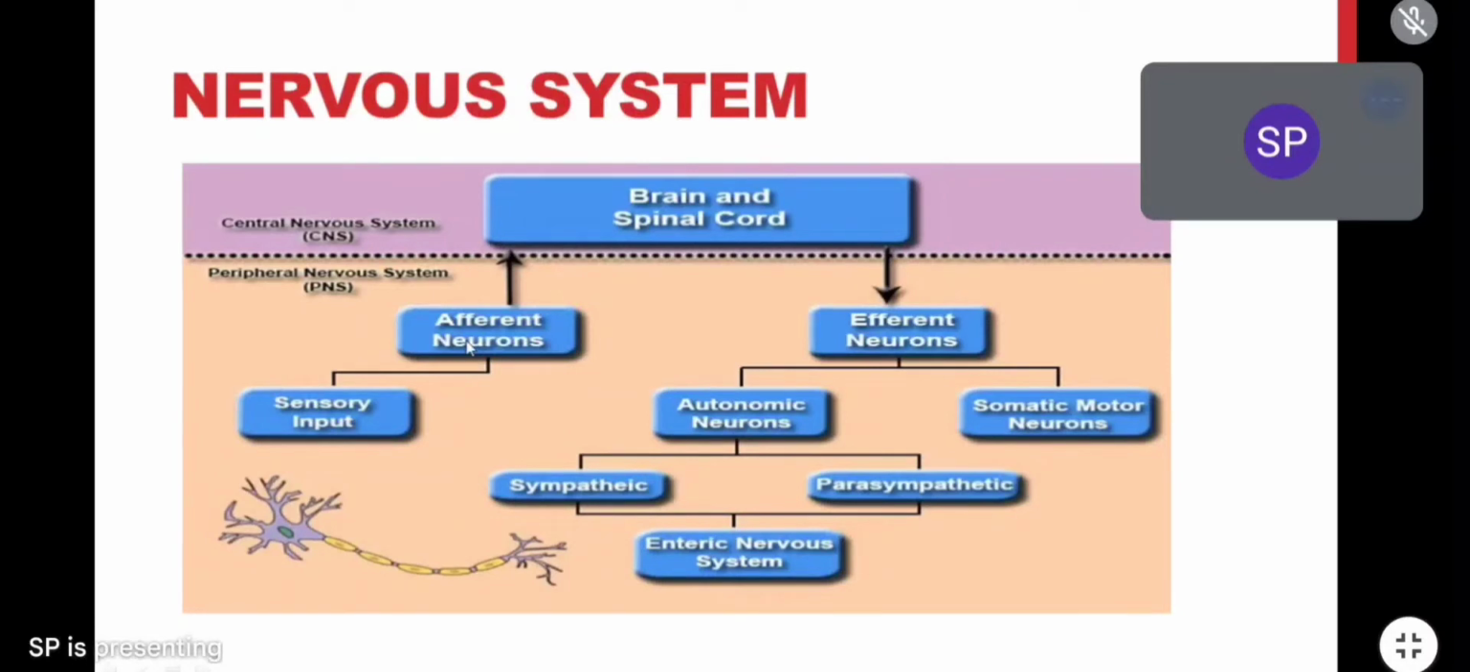These are the predominant actions. Along with these, they can act as efferent and afferent also, but mainly this is the dominant action. In efferent neurons we have autonomic and somatic. In autonomic nerves we have sympathetic and parasympathetic. Sympathetic and parasympathetic I just explained, and somatic also I just explained. I think this is clear to you.